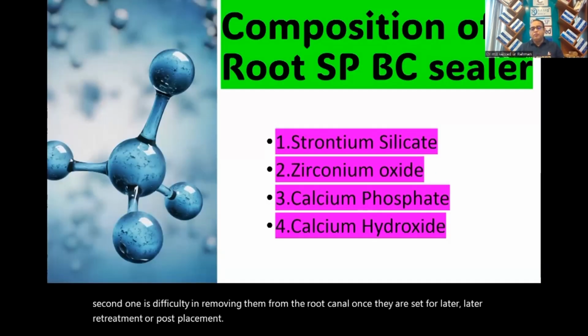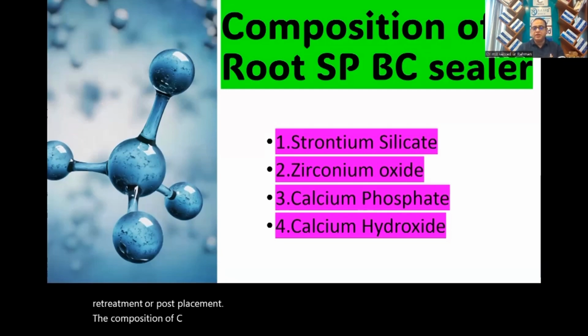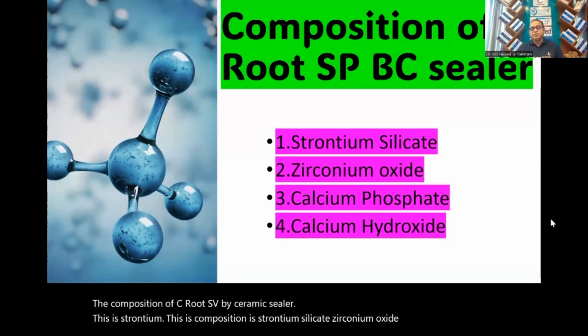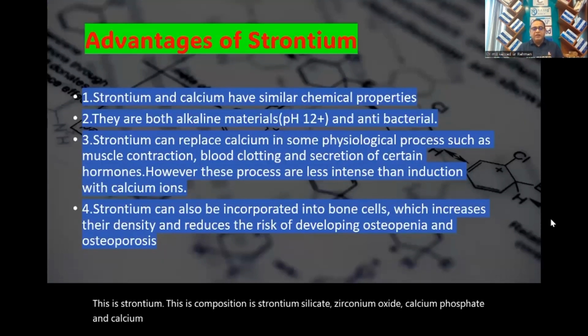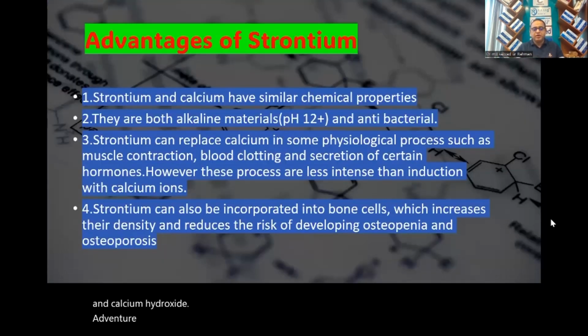Now, composition of C-Root SP bioceramic sealer. This is strontium. Composition is strontium silicate, zirconium oxide, calcium phosphate, and calcium hydroxide. What are the advantages of strontium? Before I go through the sealer, we should know the advantages of strontium.